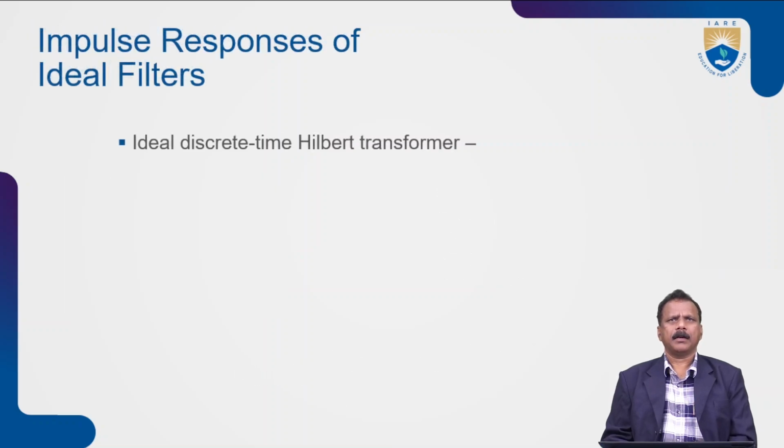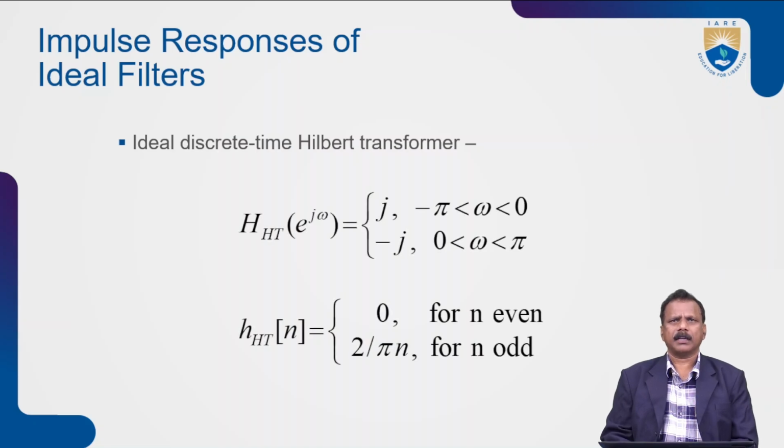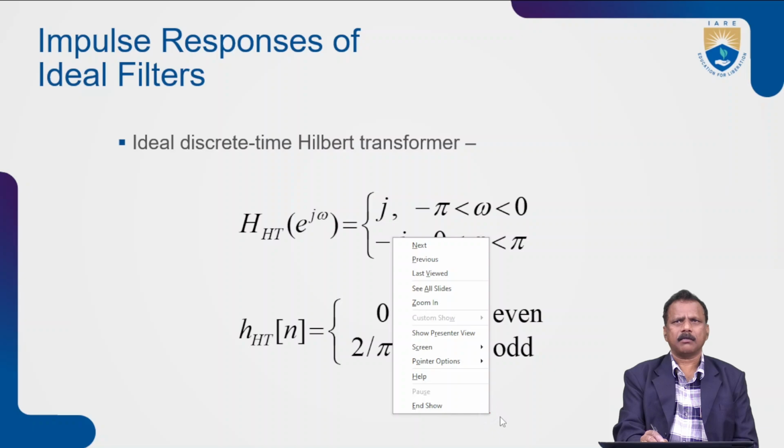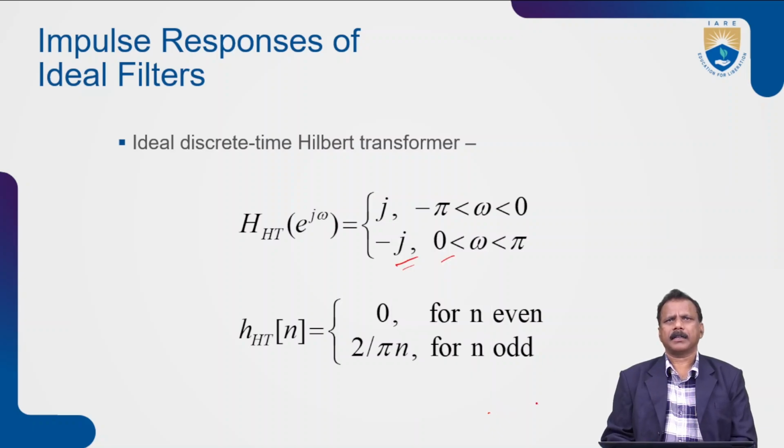Now coming to the ideal discrete time Hilbert transformer, where S_T(e^jomega) is equal to j for minus pi less than omega less than 0, and minus j for 0 less than omega less than pi. The Hilbert transform s_T(n) is equal to 0 for n even, and 2 by pi n for n odd. Like this, the ideal discrete time Hilbert transformer in mathematical notation is available.